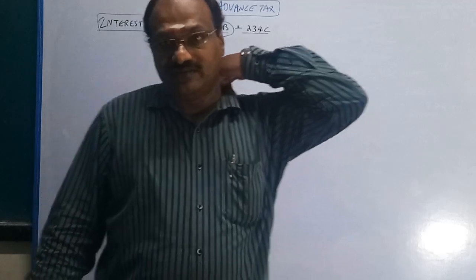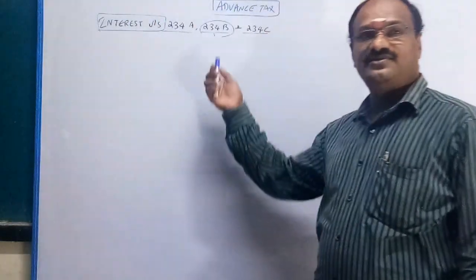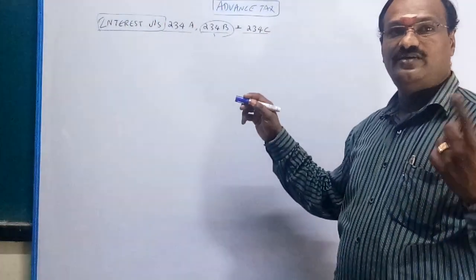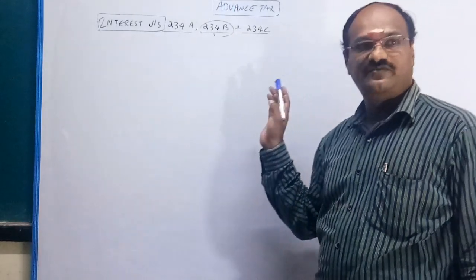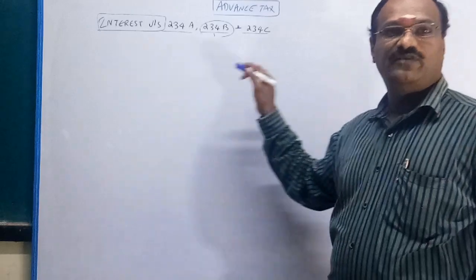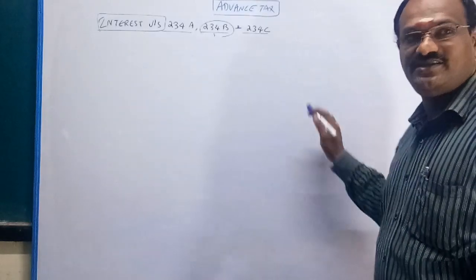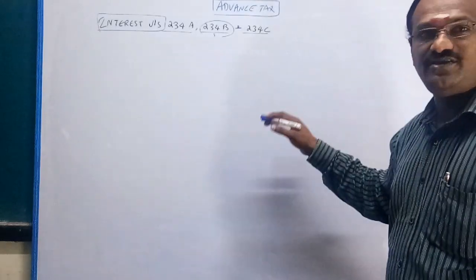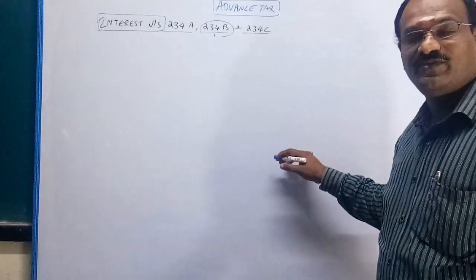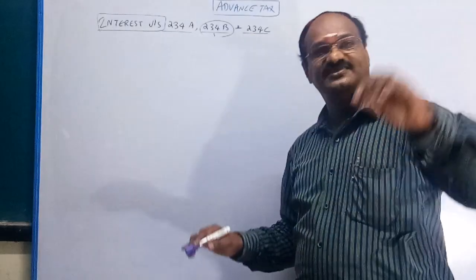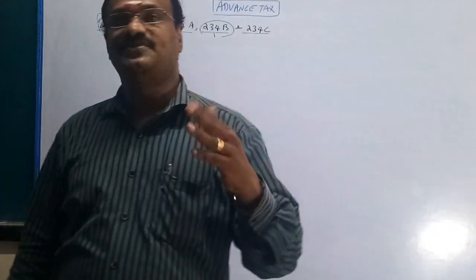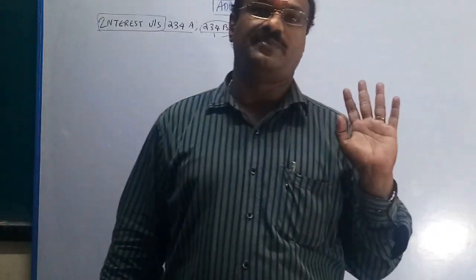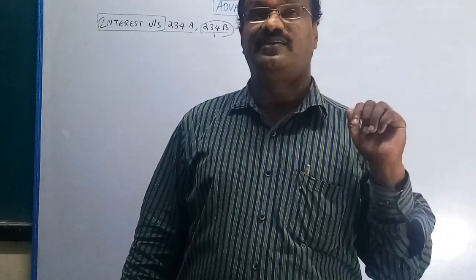Do you remember, at the introduction class, the due dates of advance tax? Before 15th June, 15% of advance tax. 15th September, 45%. 15th December, 75%. 15th March, 100% of advance tax. So if you pay the installment, but it is less than the specified 15% or 45% or 75% as the case may be, then you are liable to pay interest.